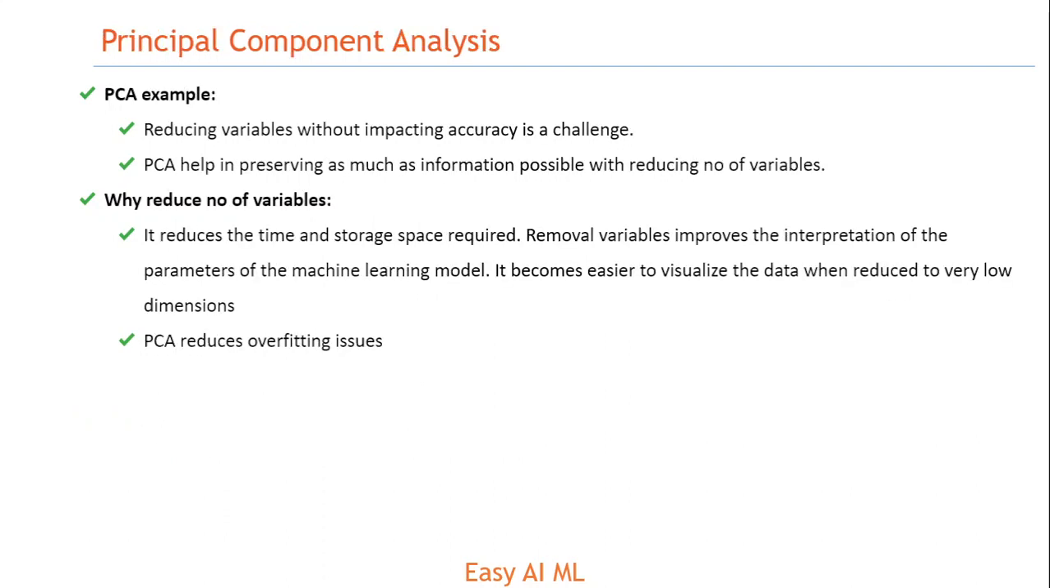In variable reduction techniques, principal component analysis is another way to reduce variables. PCA helps in preserving as much information as possible while reducing the number of variables. It reduces time and storage required. So why do we need to reduce the variables? This is very important to understand. Removal of variables improves the interpretation of the parameters of a machine learning model. It becomes easier to visualize the data when reduced to very low dimensions. And PCA also reduces overfitting issues.